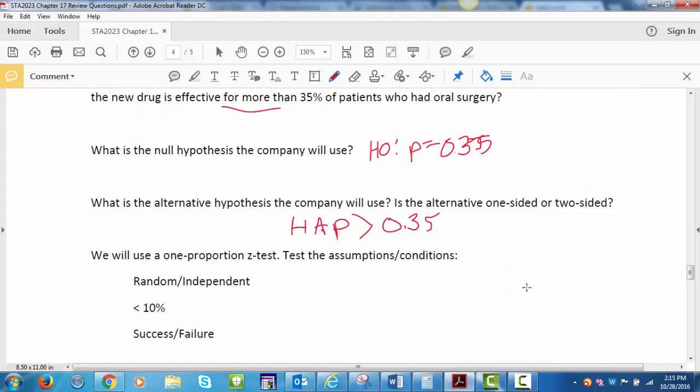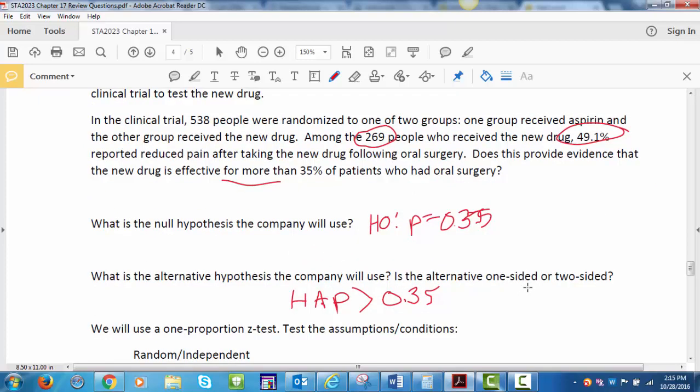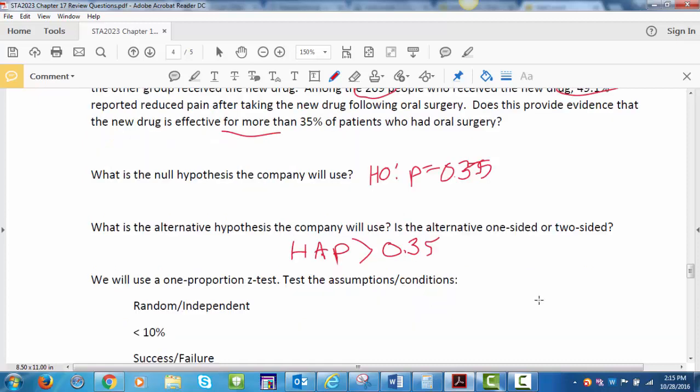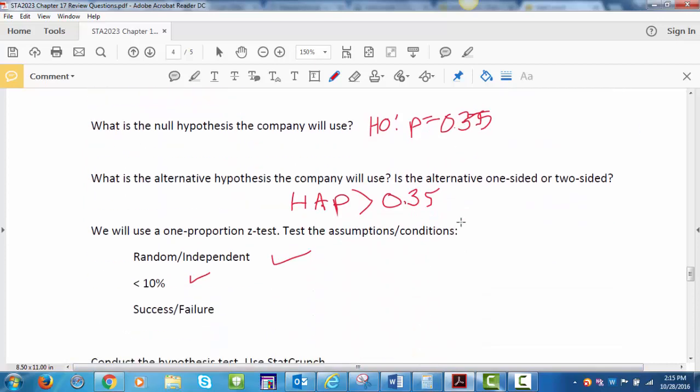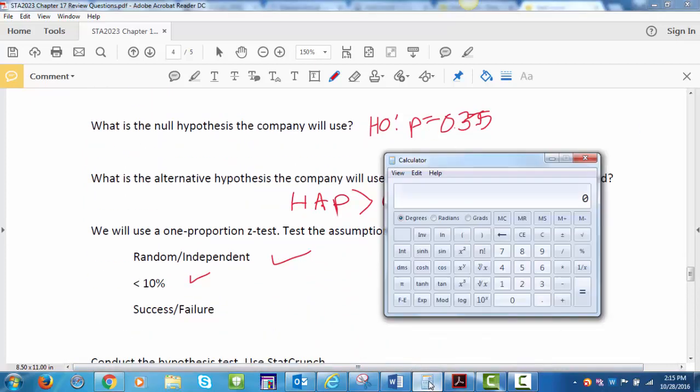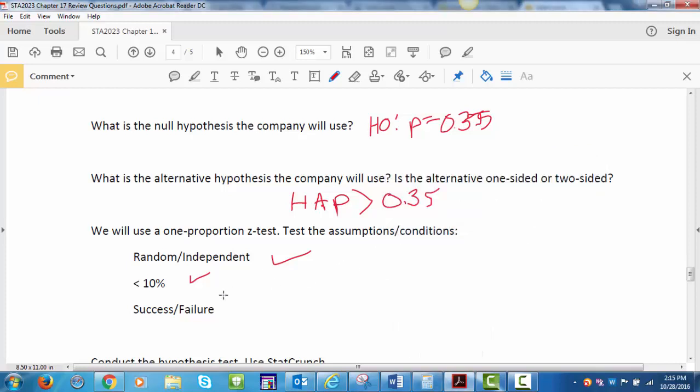We want to know random and independent. On this one, they randomly assigned the subjects to the treatment, so we meet this criteria. Less than 10% should be fine. Success failure, we need to calculate: 0.35 times 239, and we get 83.65, and then 1 minus 0.35, which is 0.65, multiplied by the 239, is also greater than or equal to 10. So we're good to go on that one.